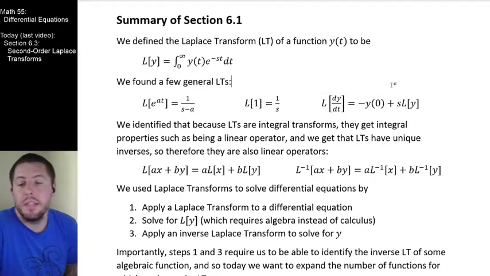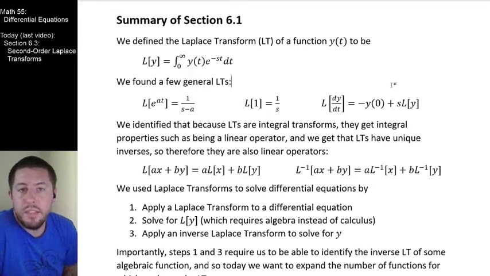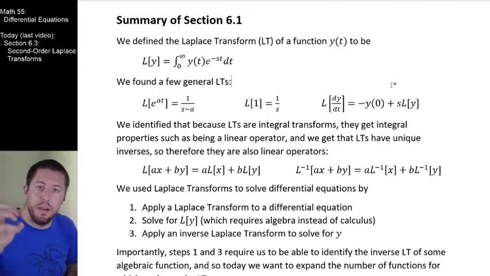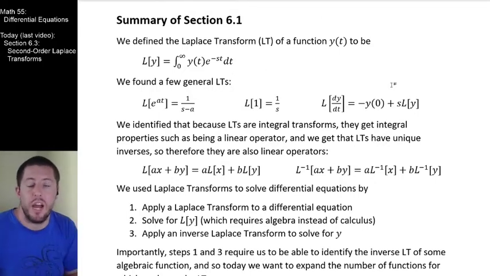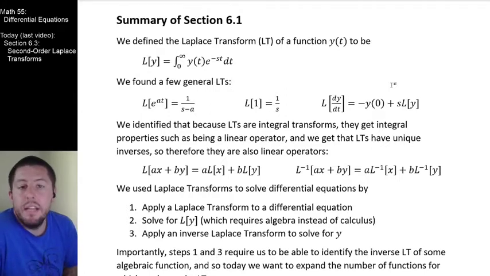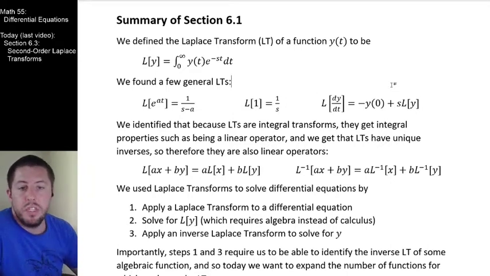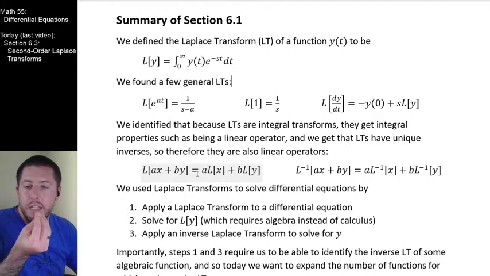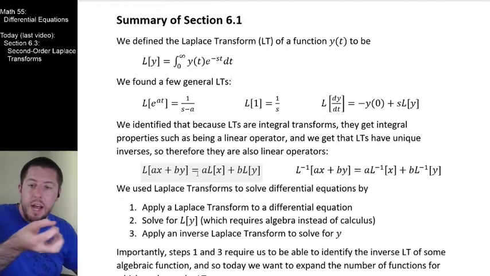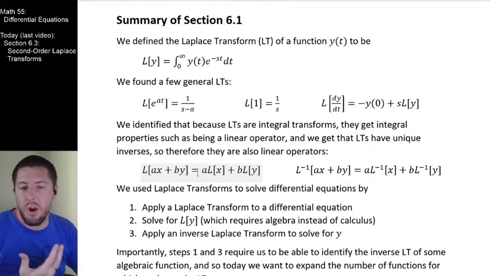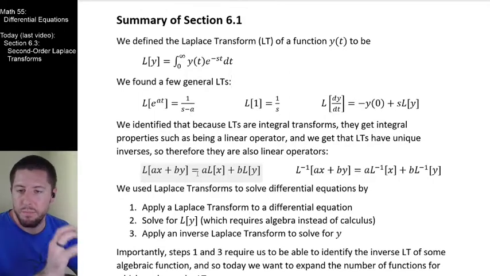We identified that because Laplace transforms are integral transforms, they get really nice integral properties, such as the fact that constants can get pulled out front. You can split them up over addition, subtraction. That's what we call being a linear operator. We also get the fact that inverse Laplace transforms are unique, and that therefore guarantees that they are also linear operators. And this is just our mathematical notation of expressing what it means to be a linear operator. You can split it over addition, subtraction. Constant multiples don't affect the process that's actually being applied, so we can pull them out front of those Laplace transforms.